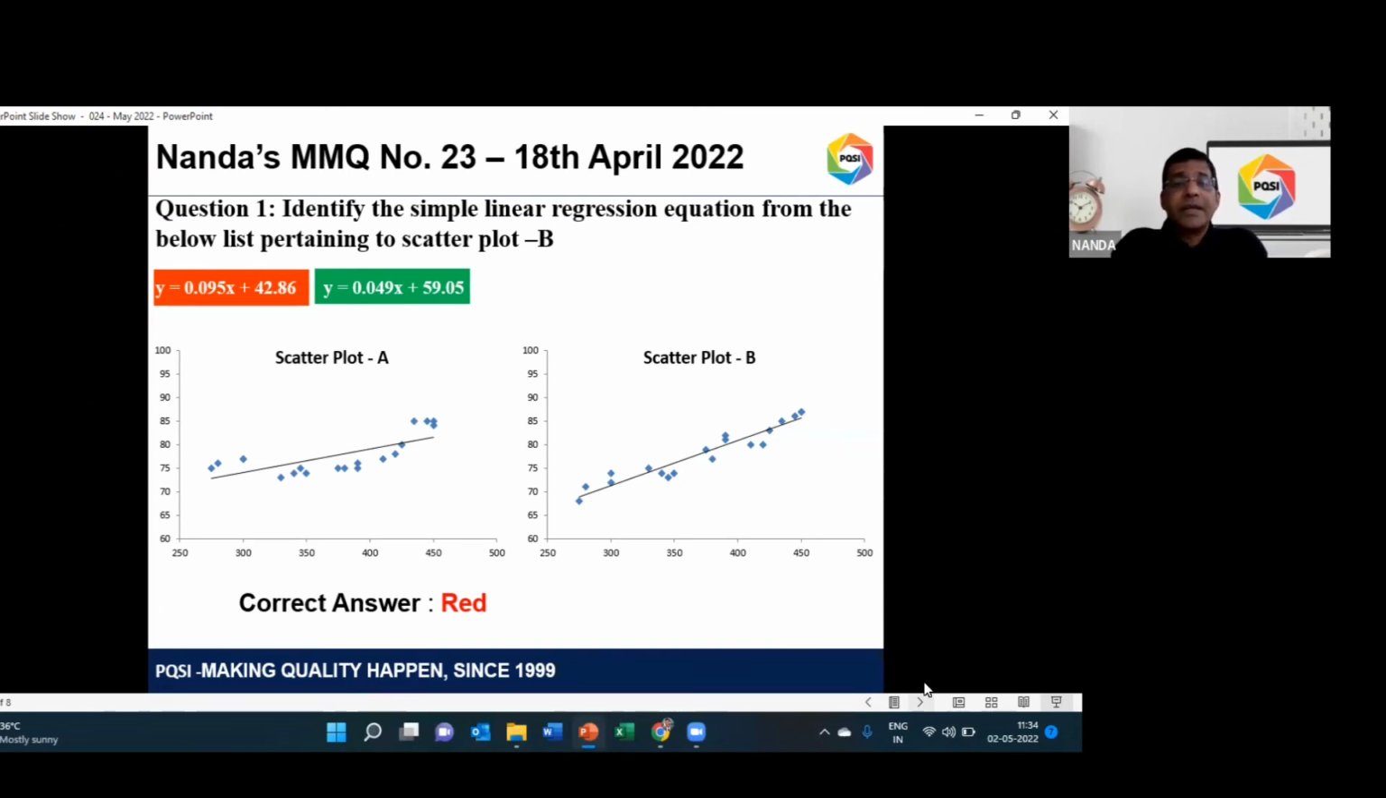So scatter plot B pertains to the red-highlighted equation, because compared to the two equations, the slope is higher in the red one. The slope value is 0.095 for the red and 0.049 for the green. So the equation pertaining to scatter plot B is the one highlighted in red. That's the right answer. It's about trying to interpret the math and the picture. That's what this question is all about.